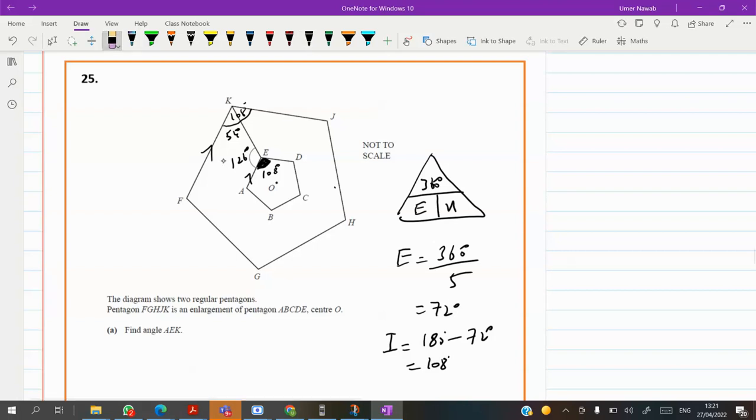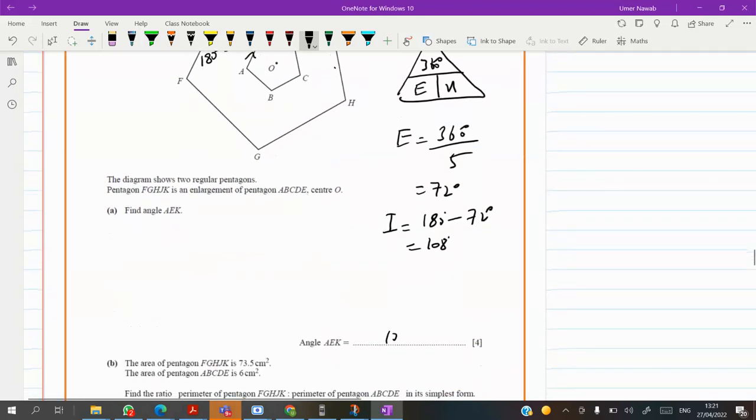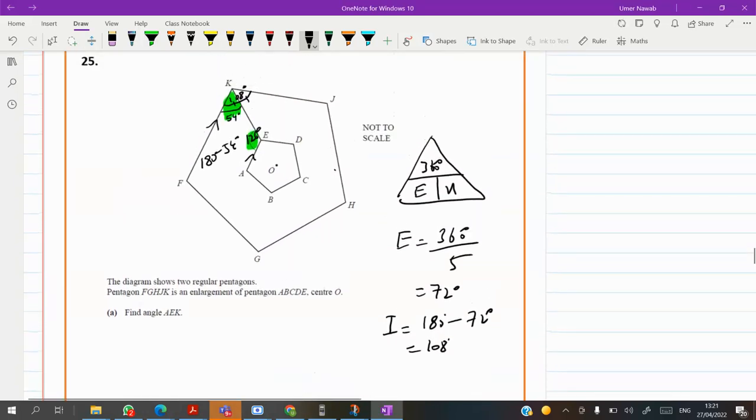Again, I will explain it to you. First, I found this angle, which is 108, and I divided it by 2, which gave us 54. Since these are two parallel lines, the same side angles are supplementary. So this one is 180 minus 54, which gives us 126. So this angle is 126.